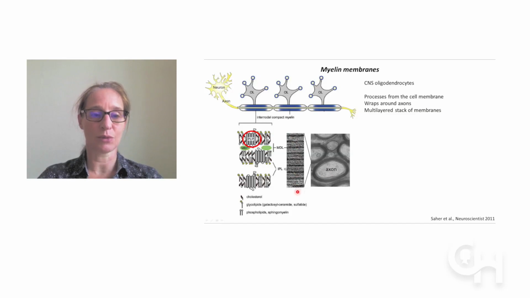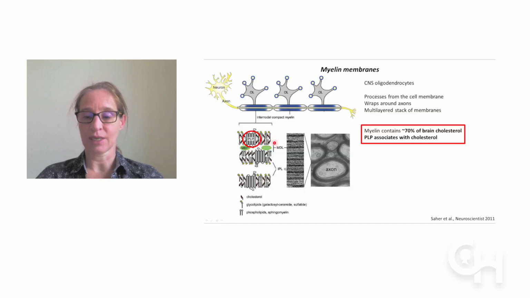In a high-power view, you see the stack of membranes quite nicely, and in this cartoon you see that these membranes contain myelin proteins, proteolipid protein PLP, of which you're all aware, and also lipids. One lipid of this membrane is very important, and this is cholesterol. 70% of brain cholesterol resides in myelin membranes. Another important aspect is that PLP directly associates with cholesterol in myelin.